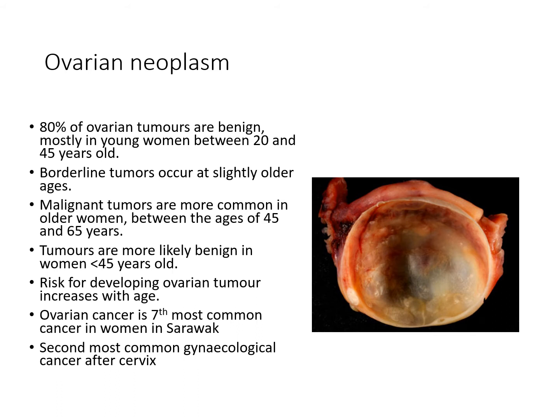Tumors are more likely benign in women less than 45 years old, and the risk for developing ovarian tumor increases with age. Ovarian cancer is the 7th most common cancer in women in Sarawak and the 2nd most common gynecological cancer after the cervical cancer.